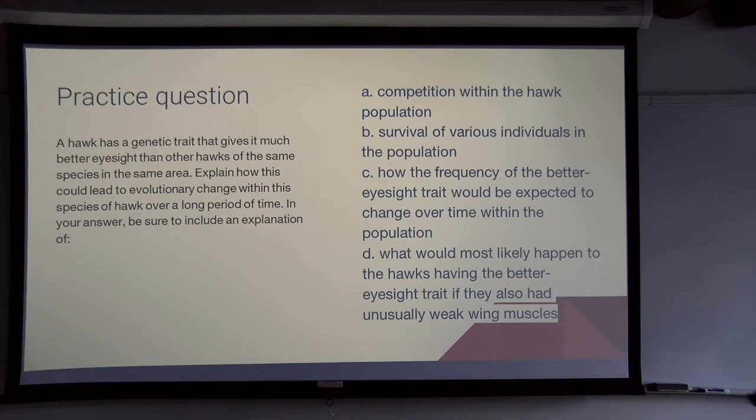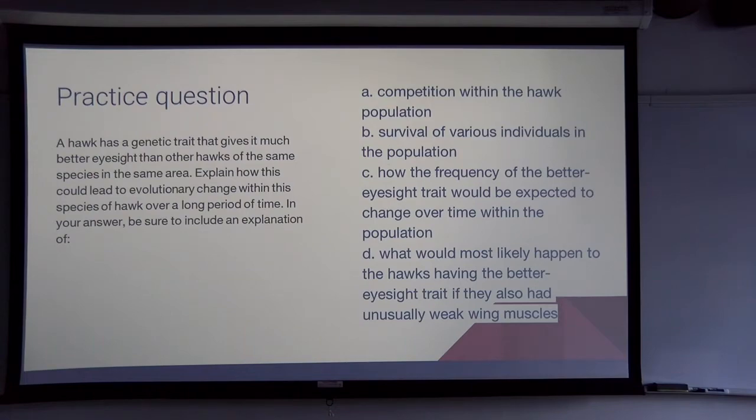All right, so let's take a look at this. A hawk has a genetic trait that gives it better eyesight than other hawks in the same area. Explain how this could lead to an evolutionary change within the species of hawk over a long period of time. In your answer, I want you to explain competition within the hawk population, survival.